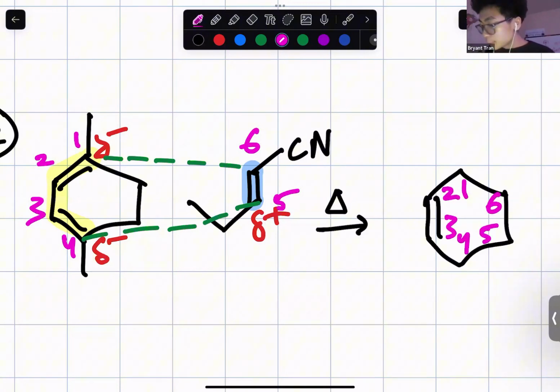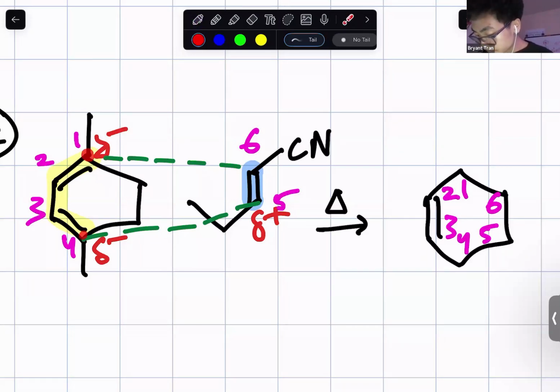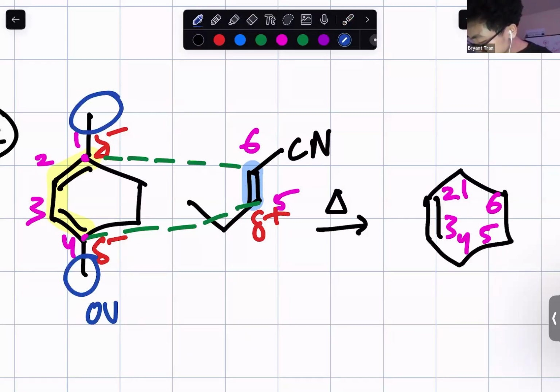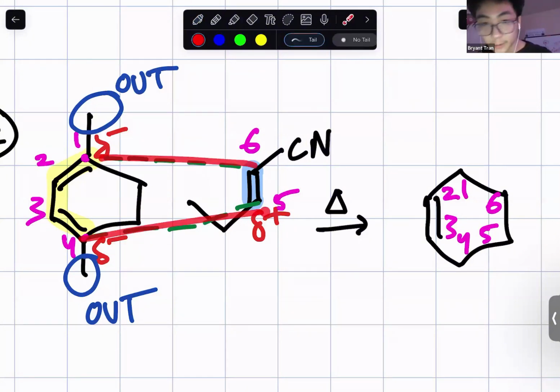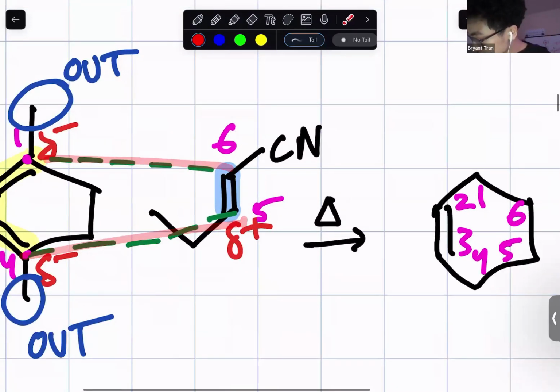And now when I figure out my out and in groups, it's always going to be on carbons 1 or 4. When you have groups on 2 or 3, that's not going to be an out or in group. I see that these groups here are out groups because they are facing outside of the pocket I drew between the diene and dienophile, whereas this group right here is the in group because it's inside of the pocket.